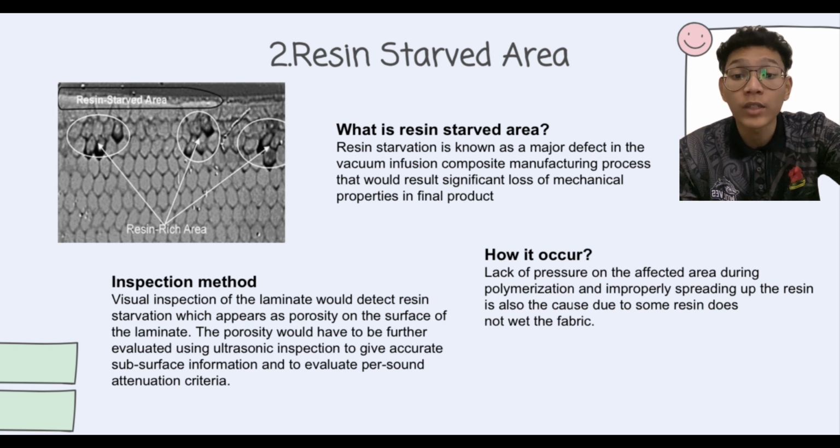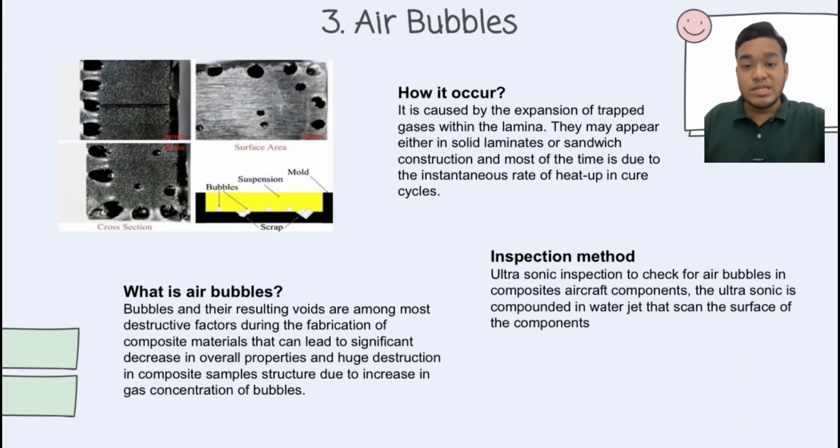So, for the inspection method, we can use visual inspection of the laminate that would detect resin starvation, which appears as porosity on the surface of the laminate. The porosity would have to be further evaluated using ultrasonic inspection to give more accurate subsurface information and to evaluate the sound attenuation criteria.